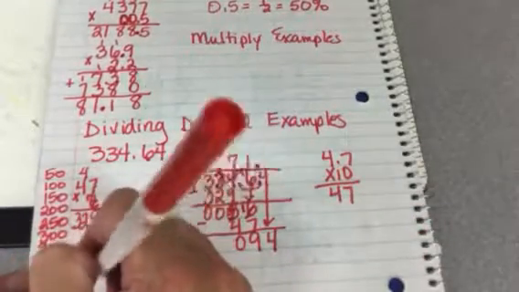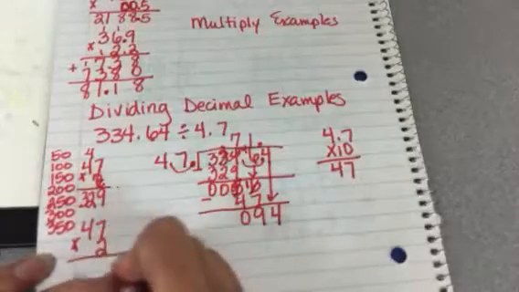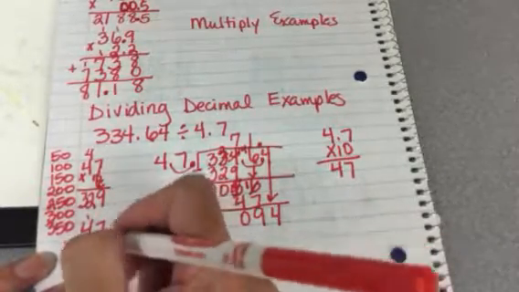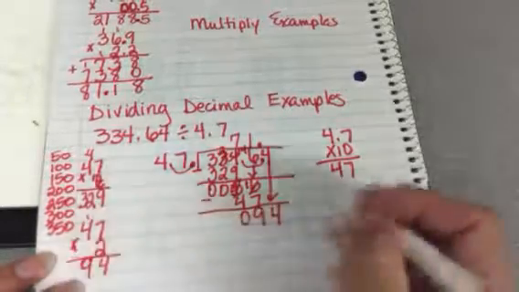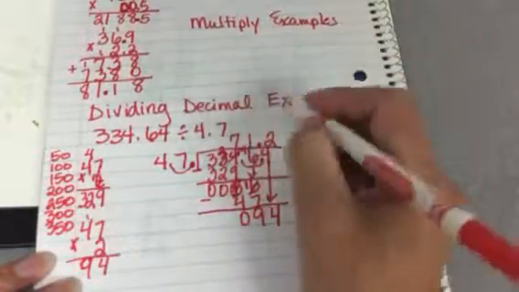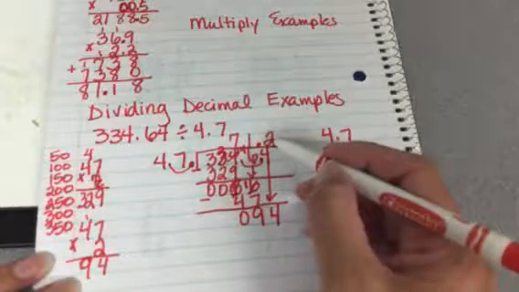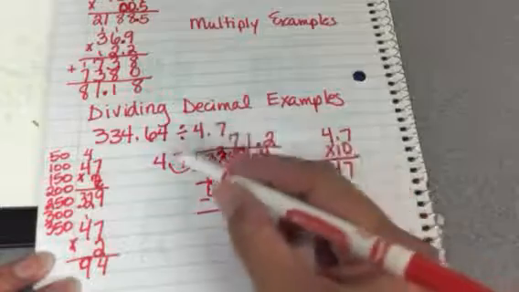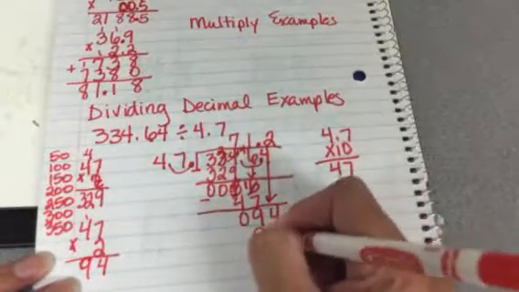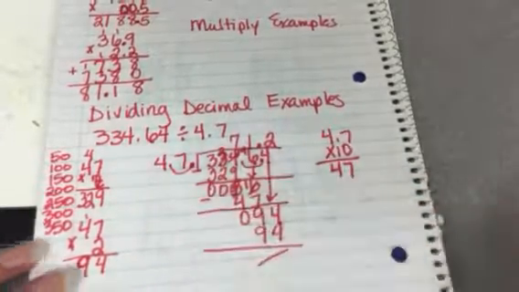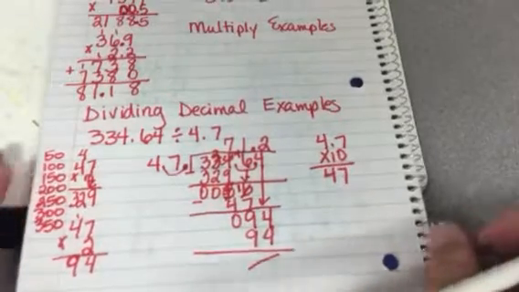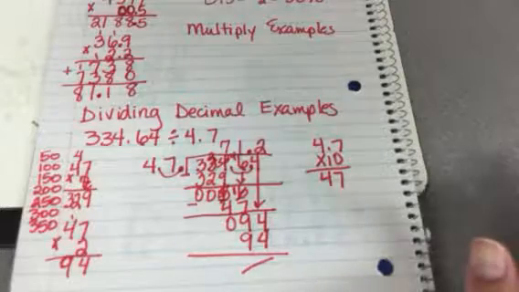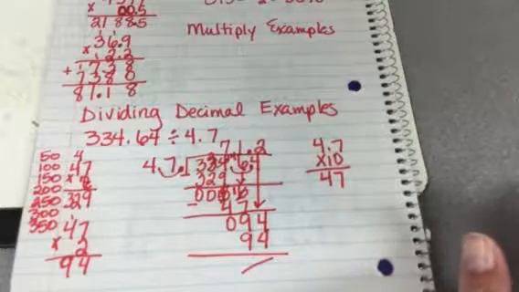47 times 2, because I need to know. I know it won't go more than twice. 7 times 2 is 14. 2 times 4 is 8, plus 1 is 9. So that actually is perfect. So I'm going to put a 2 up here. 47 goes into 94 2 times. 2 times 47 is 94. So we are finished at that point. Our answer is 71.2. Notice that my decimal, I didn't count decimal places with division.